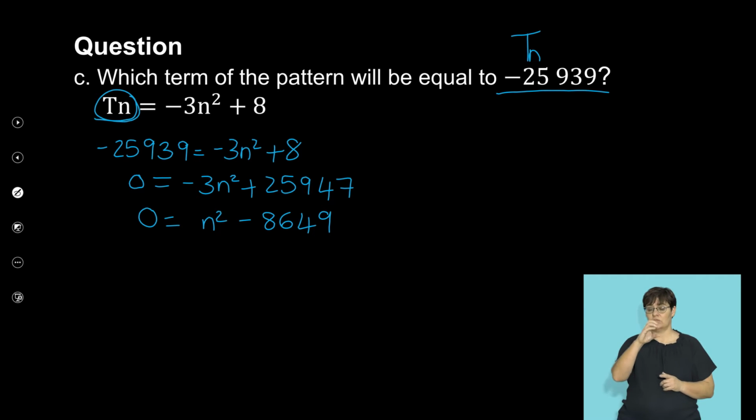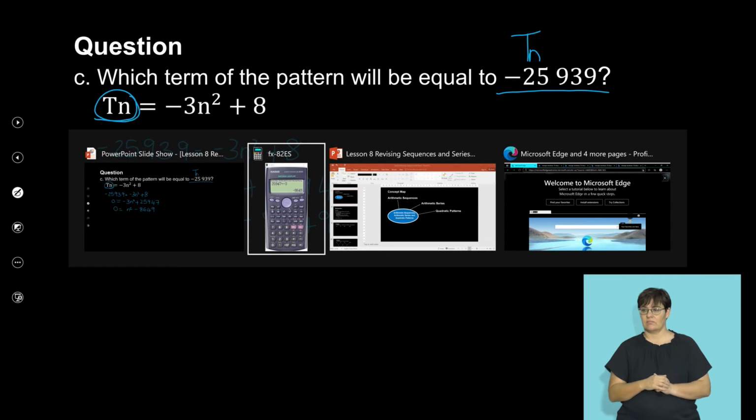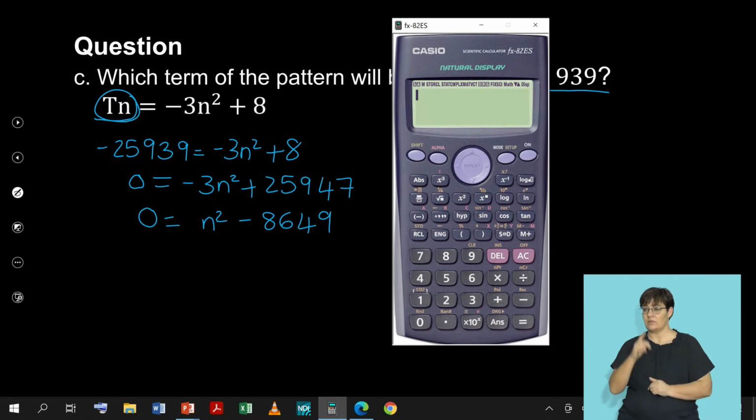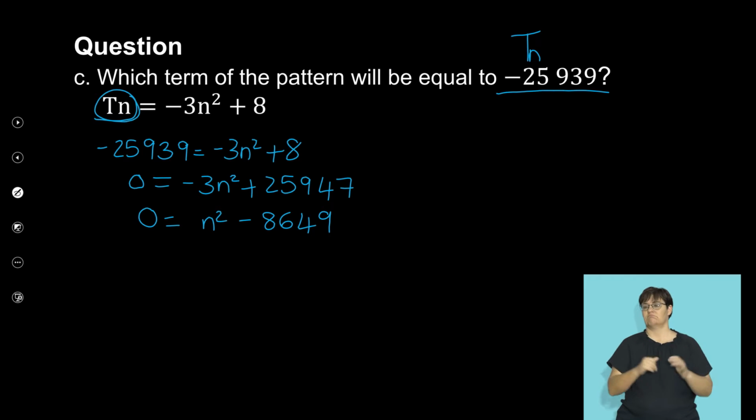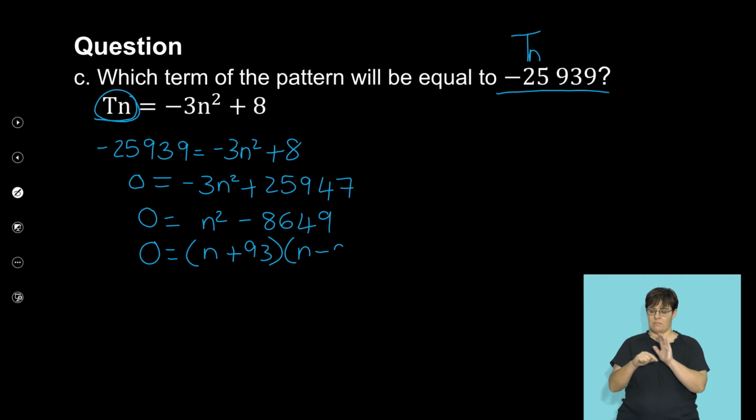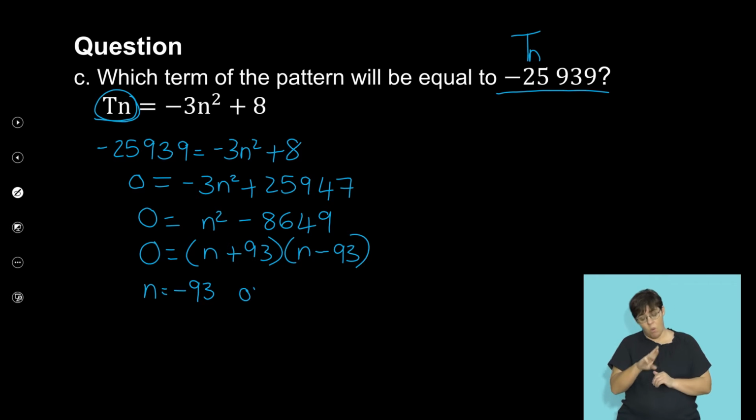But in order to see if it is a difference of two squares, I have to see if 8,649 has a square root value, or it does have a square root value, but I want to see if it's going to be a whole number. So the square root of 8,649 gives me 93. So this is great. So it's a difference of two squares. So it's going to be 0 is equal to n plus 93 and n minus 93. So n will be equal to negative 93 or n will be equal to 93.